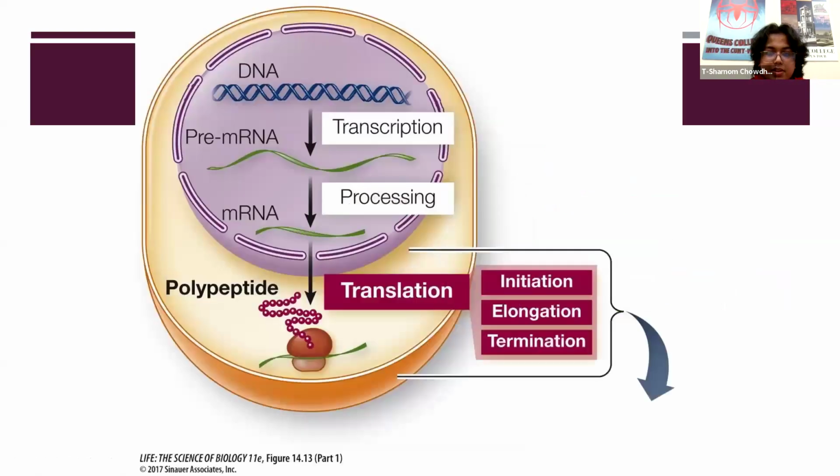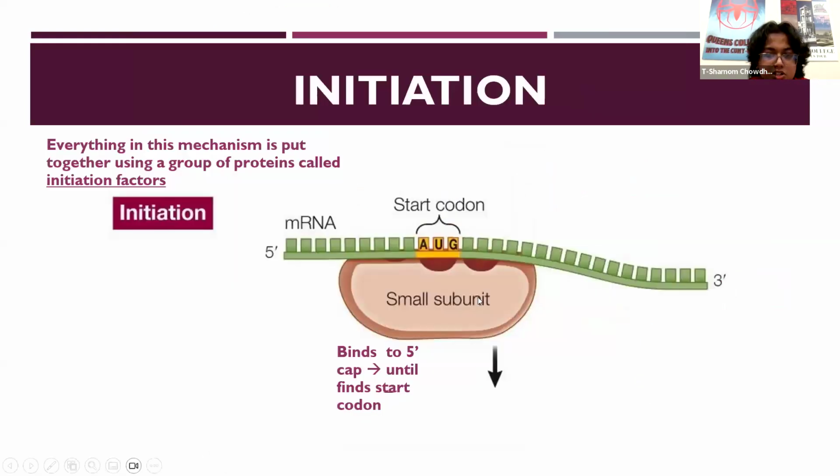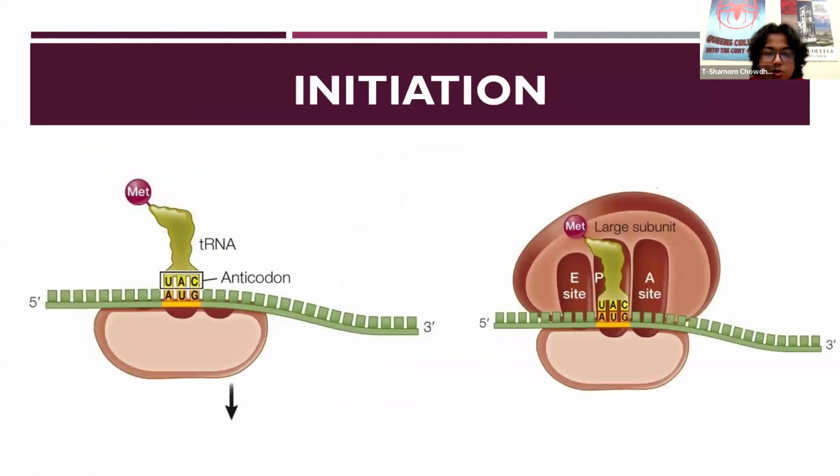Translation also has three steps: initiation, elongation, and termination. Initiation is your AUG start. Once the 5' cap is bound, the small subunit keeps moving along the mRNA until it finds the start codon. Once it finds the start codon, the large subunit is brought in and the tRNA is brought in.